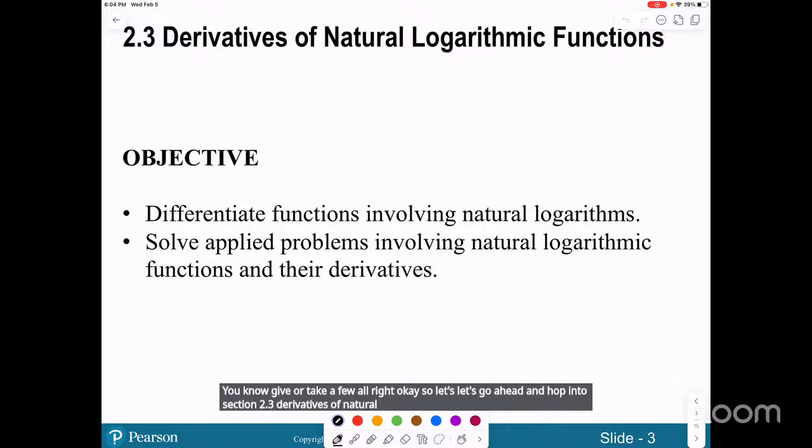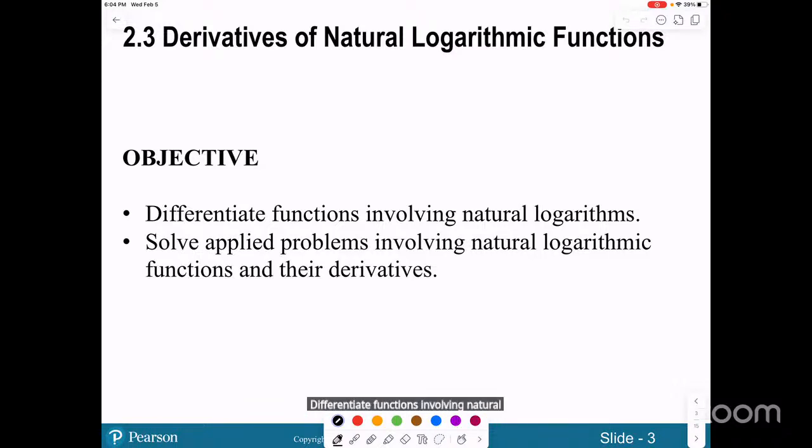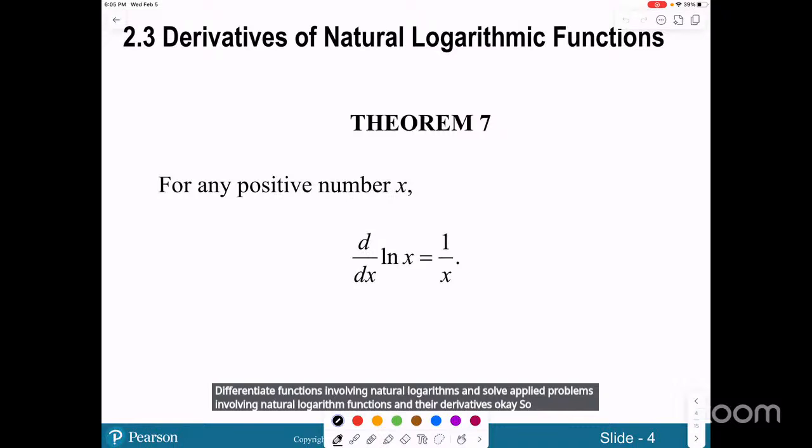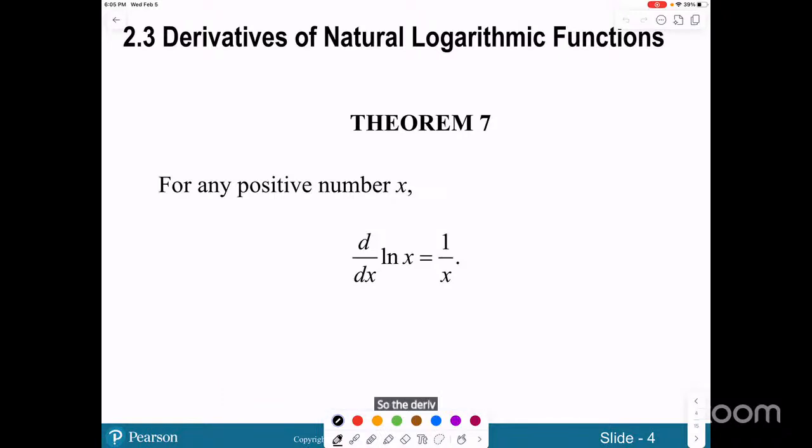So a few objectives here. Differentiate functions involving natural logarithms and solve applied problems involving natural logarithm functions and their derivatives. Okay. So for any positive number x, the derivative of the natural log is going to be 1 over x. Right. So the derivative of the natural log is just 1 over x. Okay. So that's one of the shortcuts that we have from before.